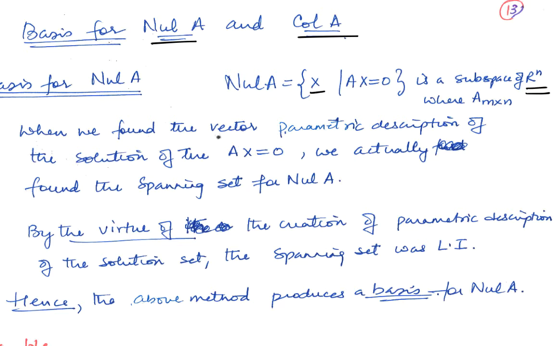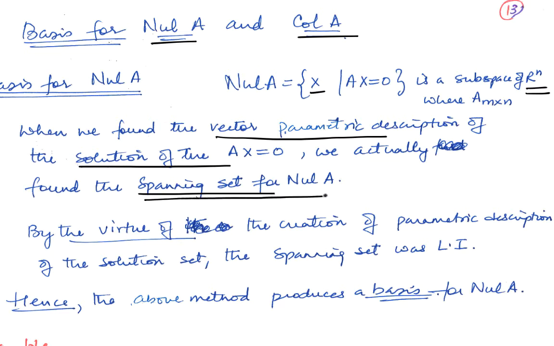What were we doing? We were finding the vector parametric description of the solution set of the homogeneous equation Ax equal to 0. And that actually gave us the spanning set of the null space of A. In other words, every element X could be written as a linear combination of the spanning set of the null space of A. So what we notice here is that the simplest thing we have been practicing for so long, the vector parametric description of a solution set of a homogeneous equation, is nothing but the spanning set of the null space of A.